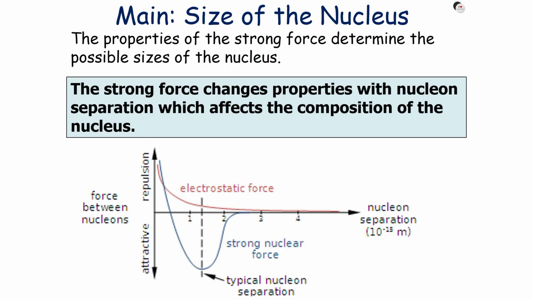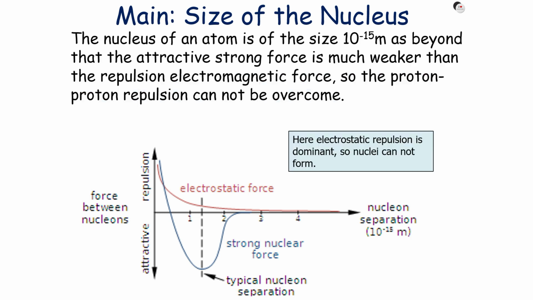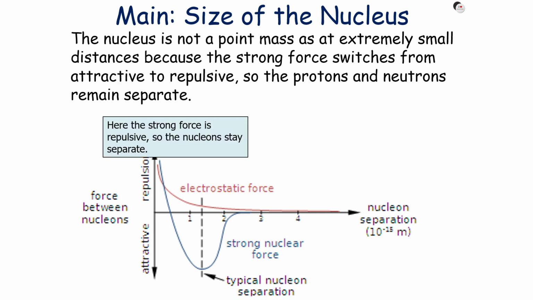Now, it's important to note that the strong interaction changes properties with nucleon separation, which affects the composition of the nucleus. So like we said before, a nucleus of size much larger than about 10 to the minus 15 meters doesn't really occur, as beyond that the attractive strong force interaction is much weaker than the repulsive electromagnetic interaction, so proton-proton repulsion cannot be overcome. In addition, the nucleus is not a point mass, as at extremely small distances the strong interaction switches from an attractive interaction to a repulsive interaction, so the protons and neutrons remain separate.